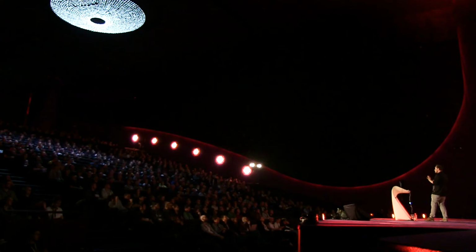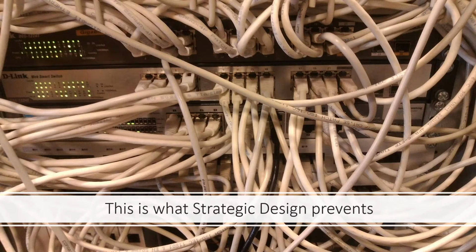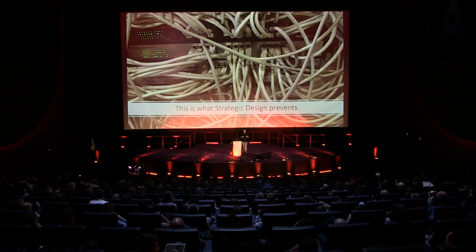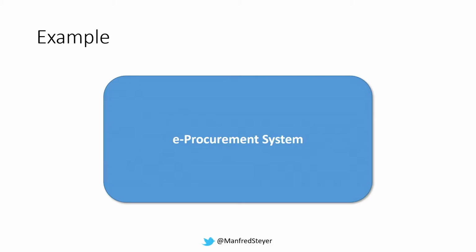If you are asking me what strategic design is doing, I would say strategic design is preventing this very situation here. It is preventing that you get a system where everything is intermingled with everything else. I think you know those kinds of systems where you try to modify something here and you break something there. This is not easy to maintain, of course. If I may show you an example, you could, of course, write a big e-procurement system.